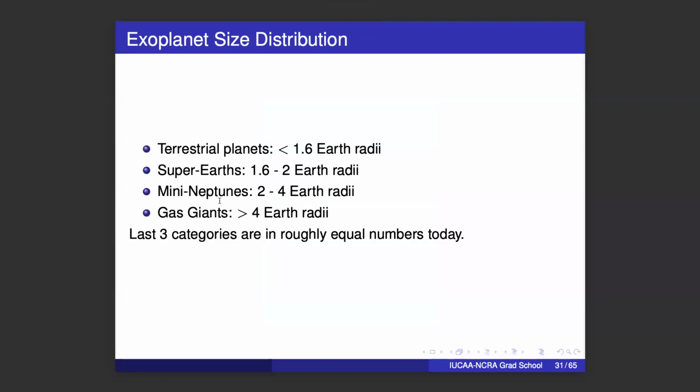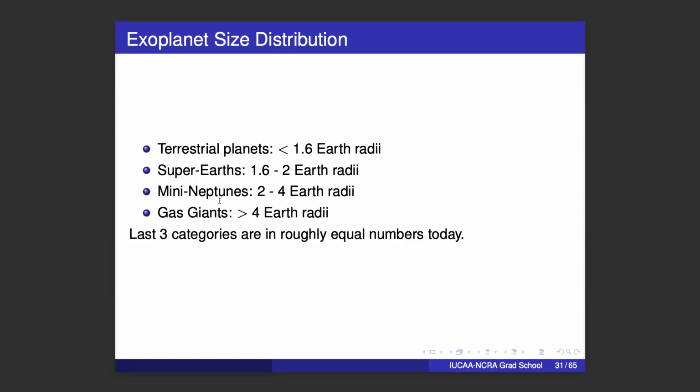So, exoplanet size distribution. There are certain definitions. Terrestrial planets means less than 1.6 Earth radii. Then you have super Earths, which are up to about 2 Earth radii. Then you have the mini Neptunes, or Neptune-like as they are called, 2 to 4 Earth radii, and gas giants, which are greater than 4 Earth radii. Yes, they could be terrestrial, they could be rocky, but not necessarily. They could be gaseous also.